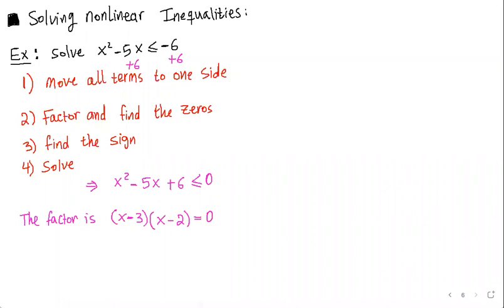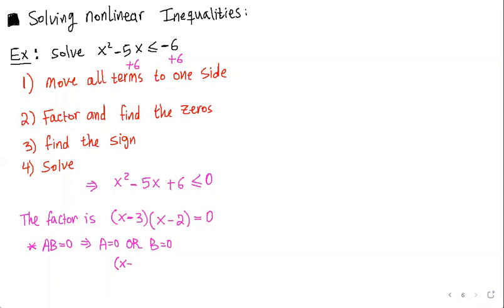Now, what are the zeros for this equation? By using the property from before, I said a times b equals 0. This means a equals 0 or b equals 0. So you're applying this property to this equation. Now, what are the zeros for this one, by applying this property?